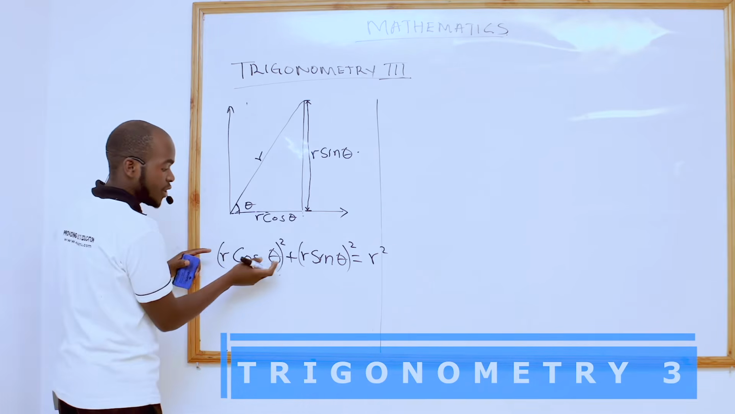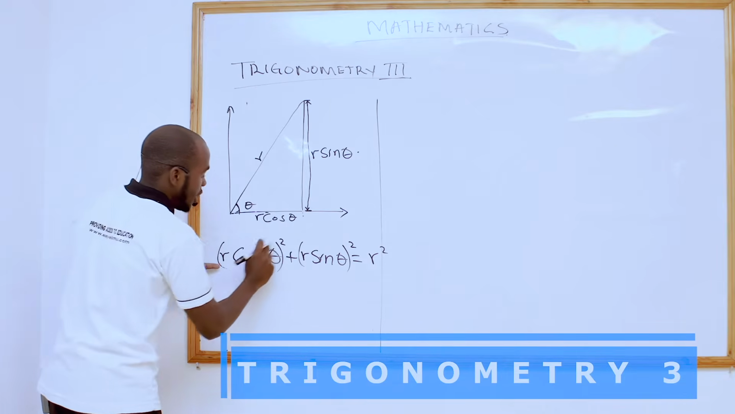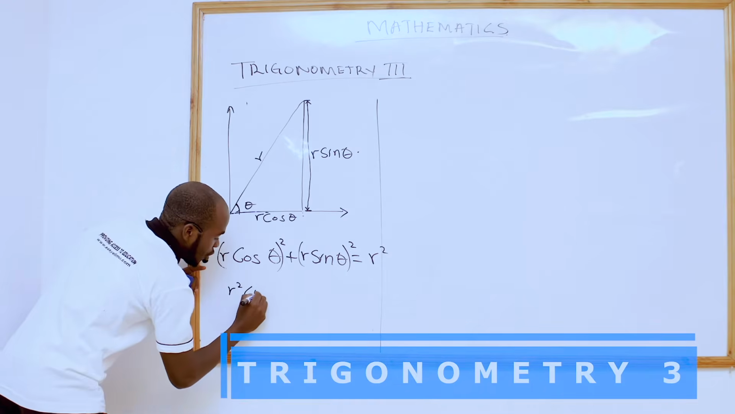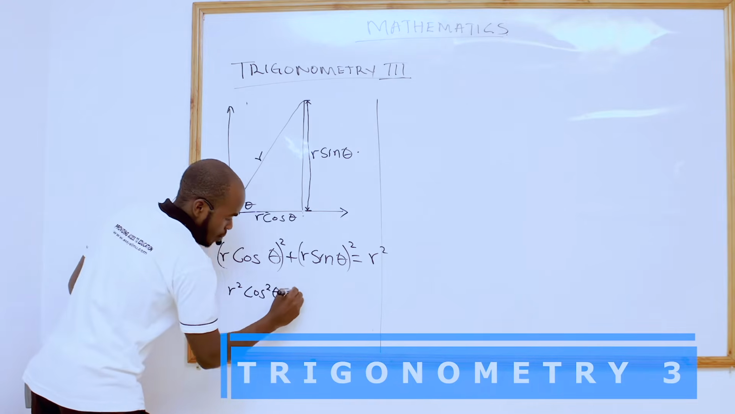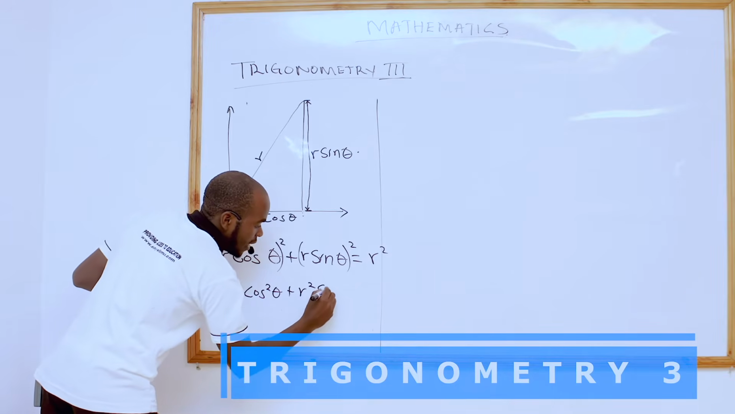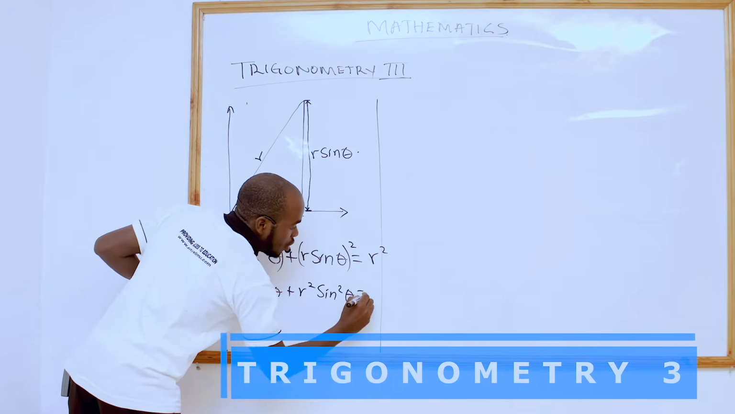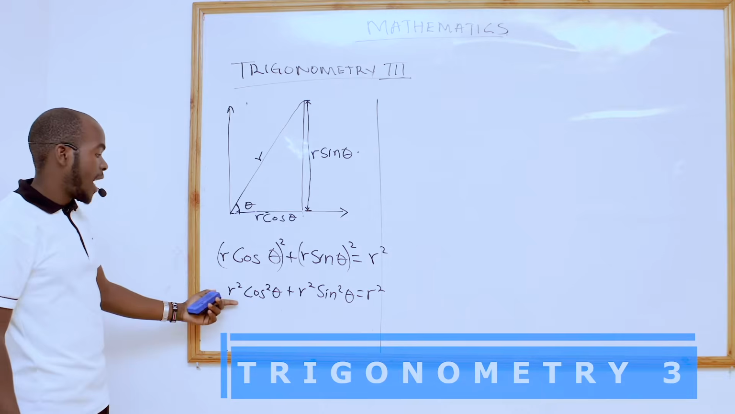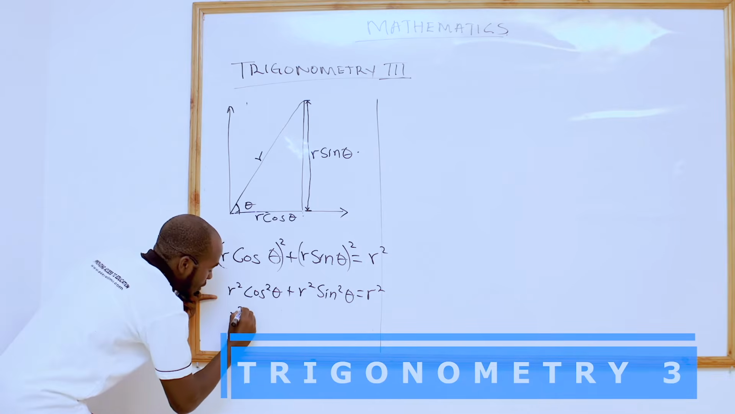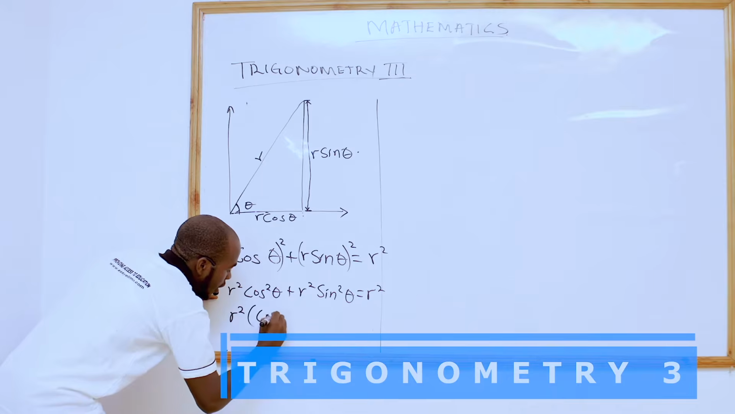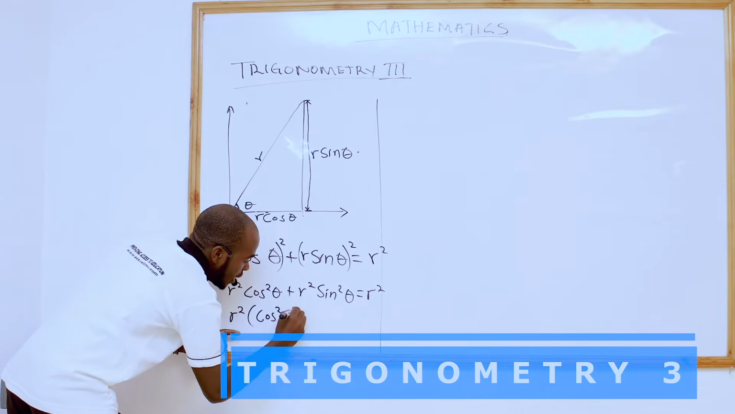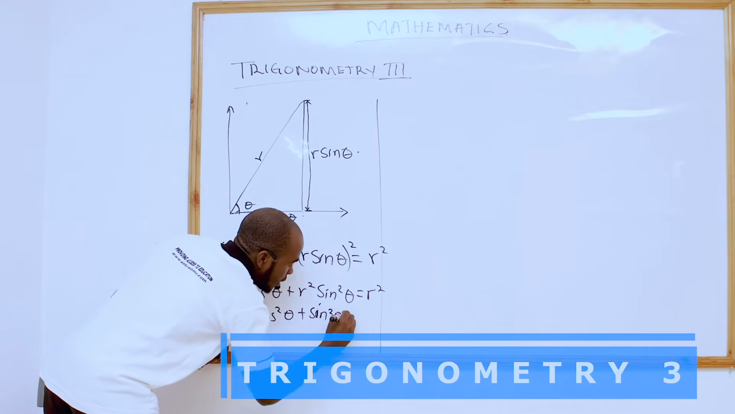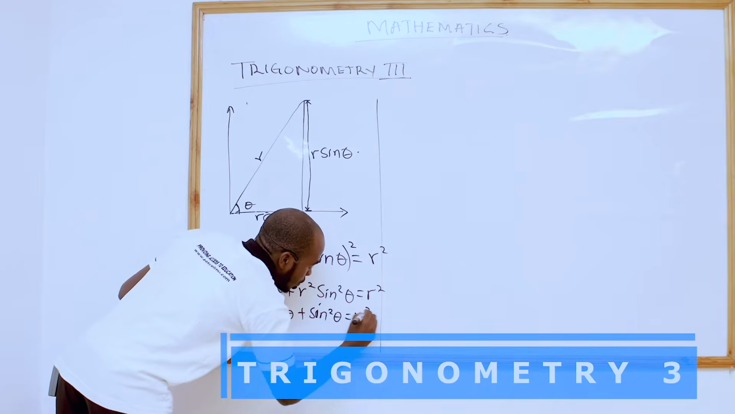If I square here, because it's one measurement, it should give me r squared. This one should give you r squared cos squared theta plus r squared sine squared theta is equal to r squared. Now from this formula, I can factor out r squared, whereby it will be r squared into cos squared theta plus sine squared theta is equal to r squared.